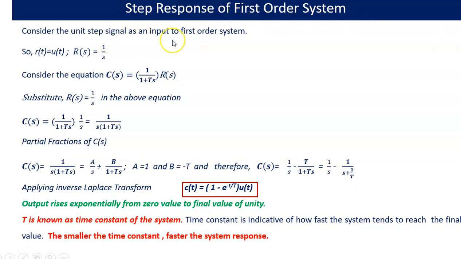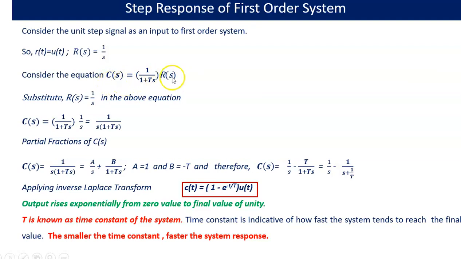Consider a unit step signal as an input. So R of t is equal to the step input. Therefore, R of s is equal to 1 by s. Consider the equation, the transfer function C of s by R of s is equal to 1 by 1 plus Ts. Then C of s is equal to, because our aim is to find the response, that is C of t.